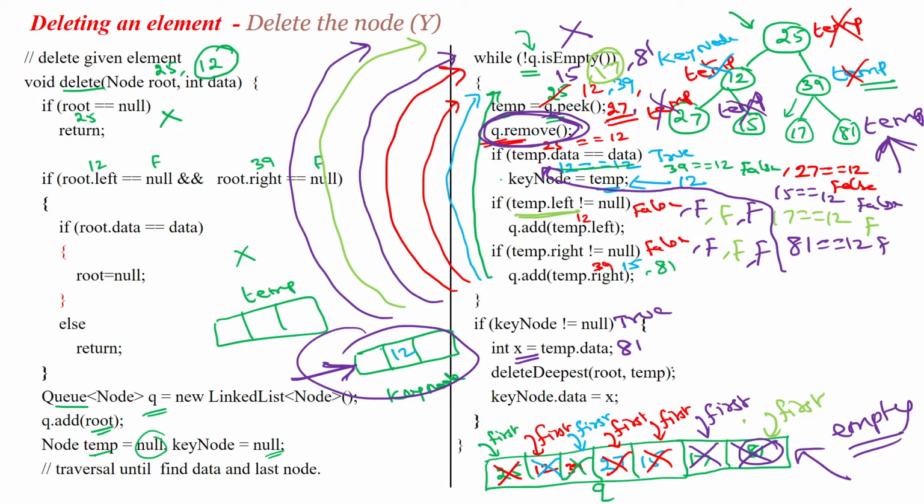So now we found the rightmost deepest node to replace the value going to be deleted. We will see the remaining in the next video.